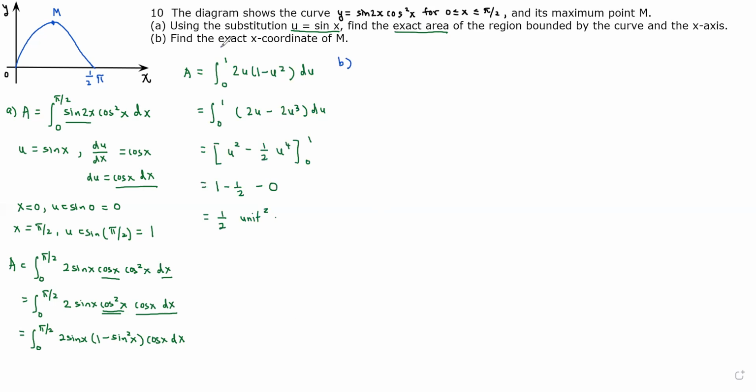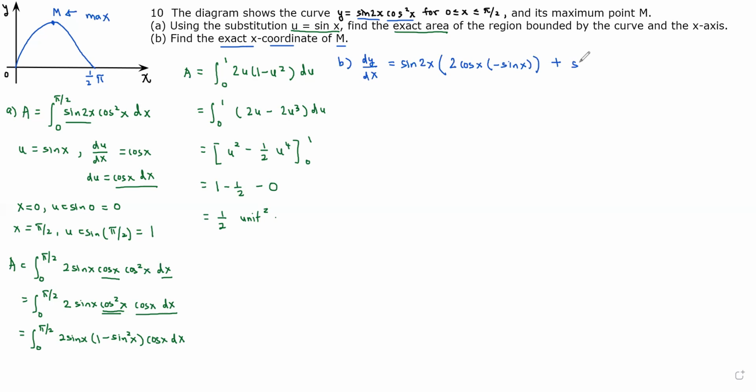Part B, we need to find the exact x coordinate of M. This M is a maximum. At the maximum, dy dx is 0. So we need to find dy dx first. y is sine 2x times cos square x... y is sine 2x times cos x. To find dy dx, we need to use the product rule. So we can hold sine 2x and differentiate cos x. So that becomes 2 cos x minus sine x.